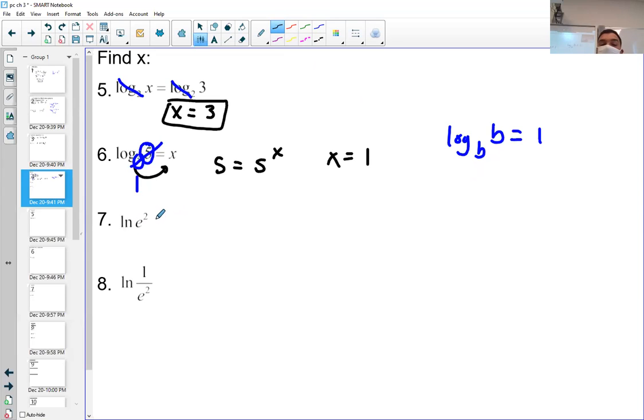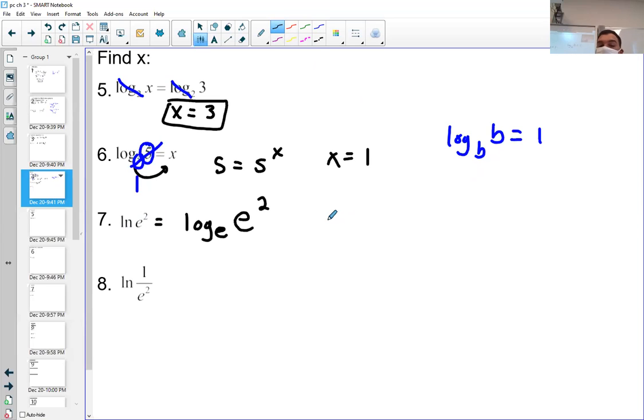Now in this one, does anyone remember what ln stands for? No. It is just simply log with a base e. And e is just a special number. This is a normal size e to the second power.